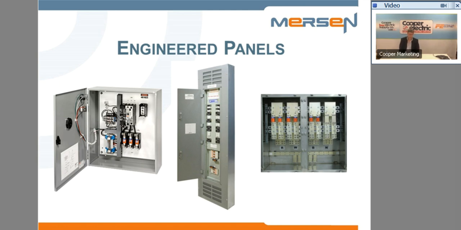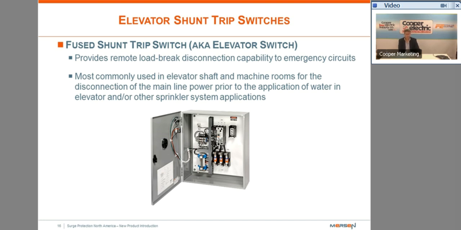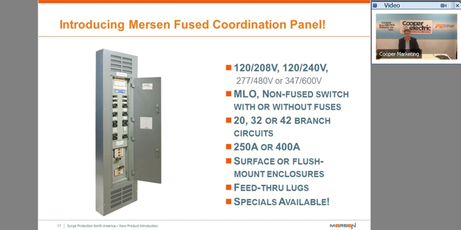Next topic really is just a recap on the engineered panels. We have the elevator switch panel. It's a shunt trip switch. These are becoming more and more popular. Again, all you need to do is send in a request to our inside sales group, whether it's Tritech or the other reps. You can send us a competitor part number, or we can cross it over to the appropriate Mersen item. But we're seeing more and more activity on this particular product, so by all means, please give us an opportunity to quote on this for you.